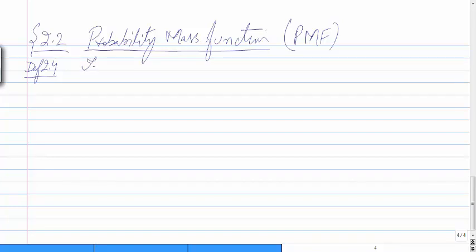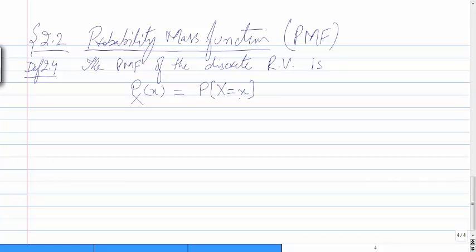It says that the PMF of a discrete random variable is defined mathematically as follows. P is for PMF, X represents the random variable, and small x is a particular value within the range of the random variable. P of x is equal to the probability that capital X is equal to small x. So this is the definition of the PMF.